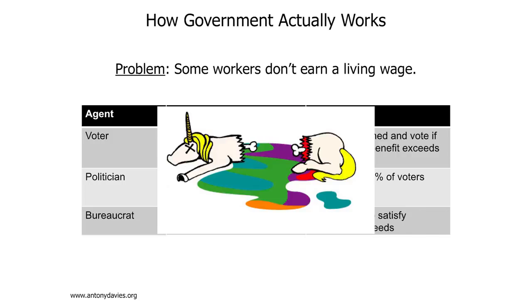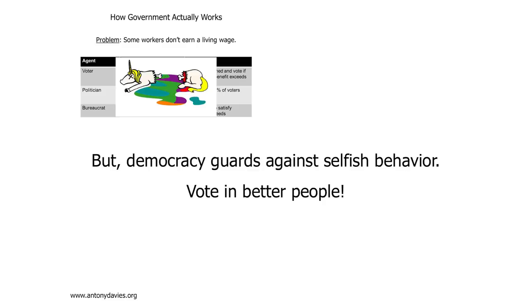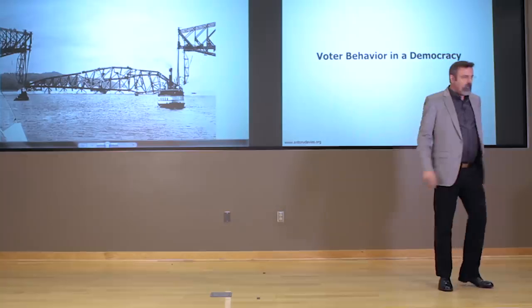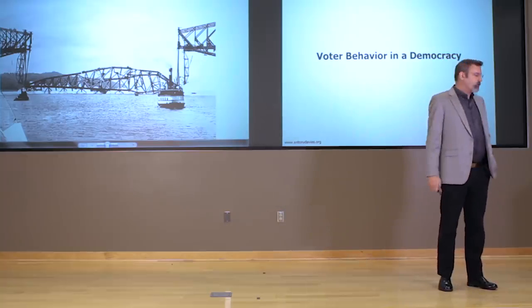Now you might say, yes, but we live in a democracy, and the whole point of a democracy is to guard against this selfish behavior. All we have to do is vote in better people, and if we vote in better people, we can have our unicorns and rainbows back. Well, let's think this through for a moment. Think about voter behavior in a democracy.